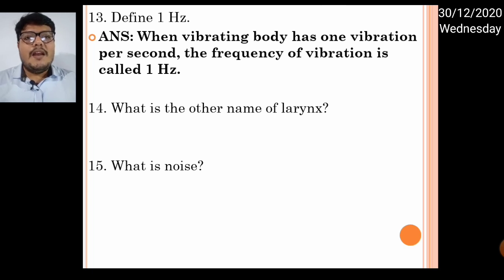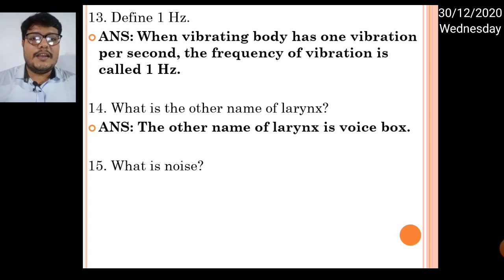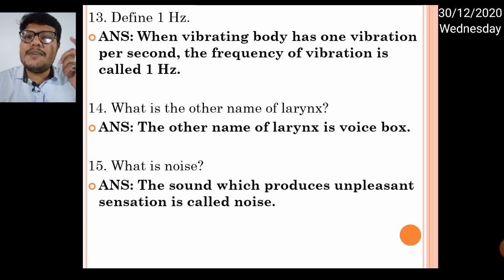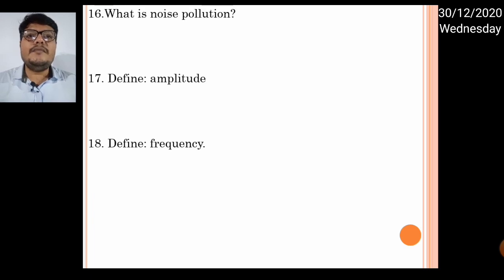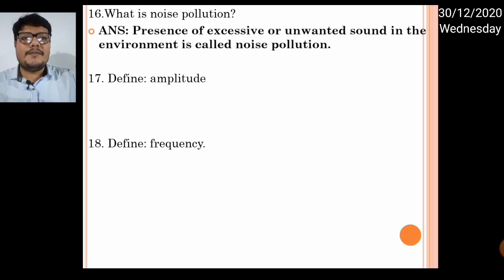Okay, see next one. What is the other name of larynx? So that is voice box, right? The voice box is the other name of larynx. Okay, see, what is noise? So unpleasant sound is noise. The sound which produces unpleasant sensations is called noise. Okay, see next question here. What is noise pollution? The excessive amount of sound which is not required, unwanted sound, right? It is in some excess amount, right? That is known as noise pollution. So see here, presence of excessive or unwanted sound in the environment is known as noise pollution.